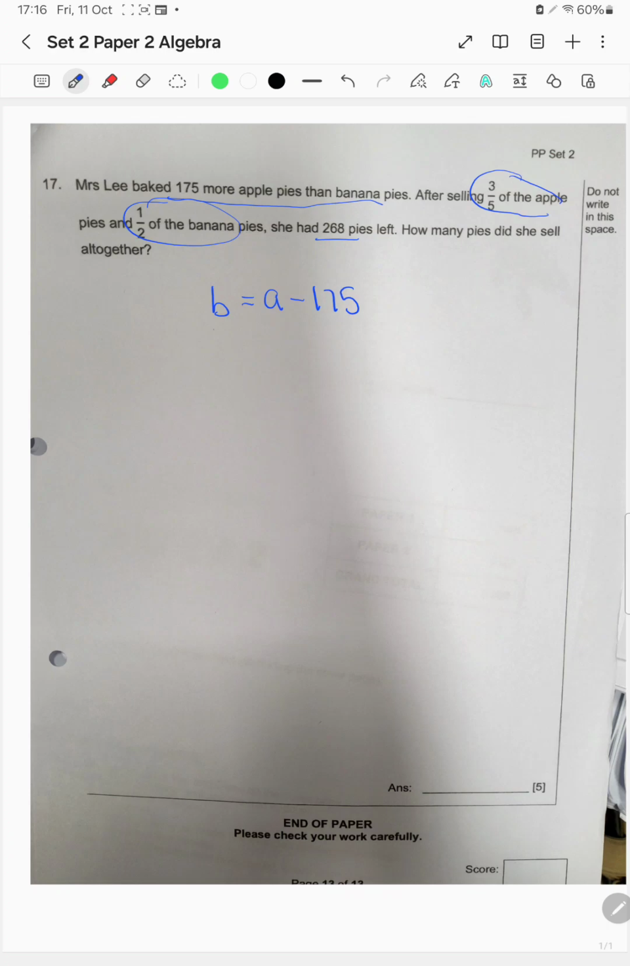So now let's do the other equation, with the A and B. Now you know that 268 is actually what is left, okay? So don't get confused. Now we know that 2/5, instead of 3/5, is 2/5 of the apple plus half of the banana, you get 268 pies, which is left, okay?